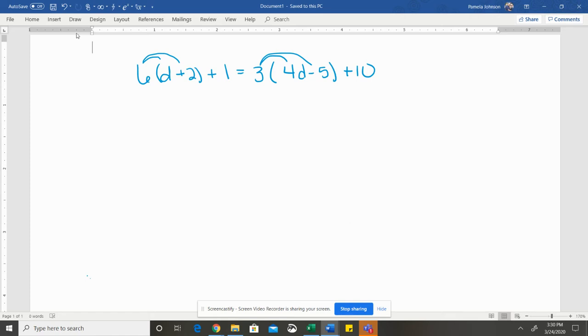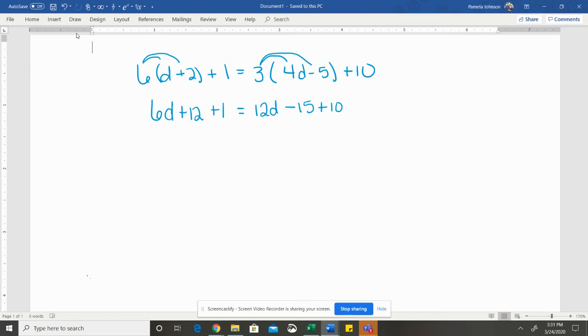Okay? So 6 times d, we end up with 6d. 6 times 2, we get a plus 12. And then we bring this plus 1 down, okay? He's going to come hang out because he was there and he's got to stay with us. Equals. And now we'll take the 3 and multiply that. So 3 times 4D is going to give us 12D. 3 times negative 5 will give us a negative 15. And then we'll bring that plus 10 down because he was hanging out and we don't want to leave him behind.